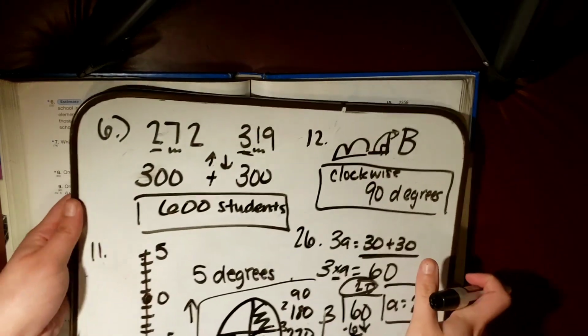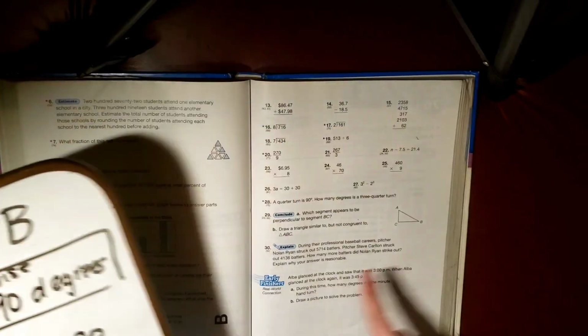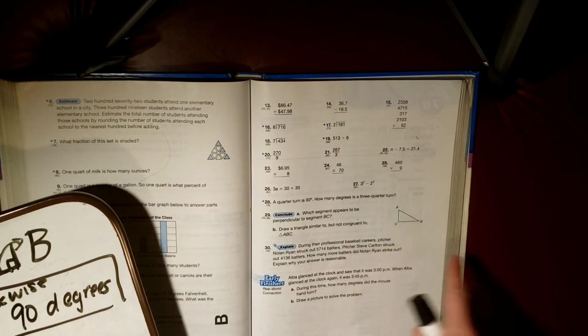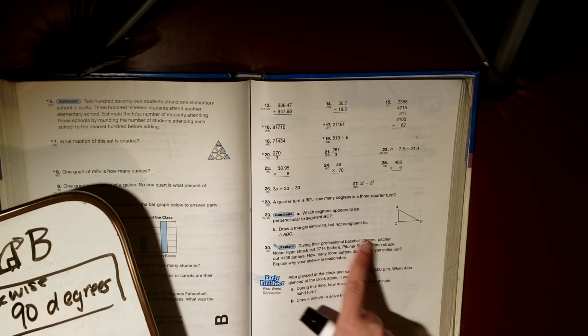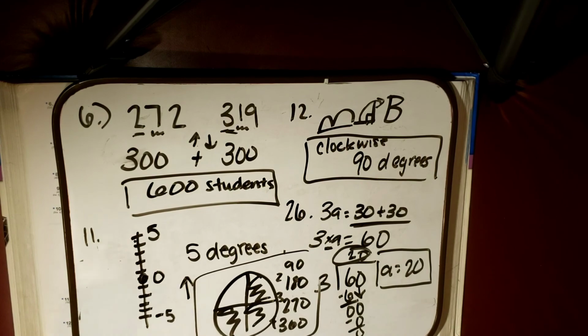And number 30, Thade, if you're watching, it's got Nolan Ryan and Steve Carlton. So got your baseball in there. It's pretty cool.